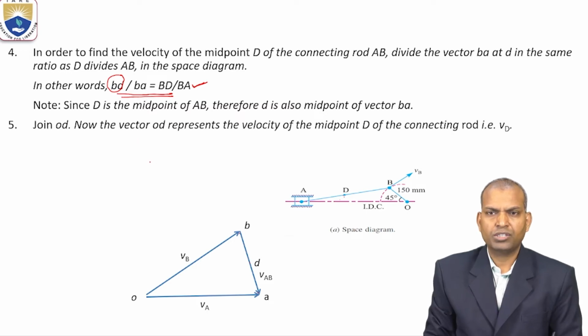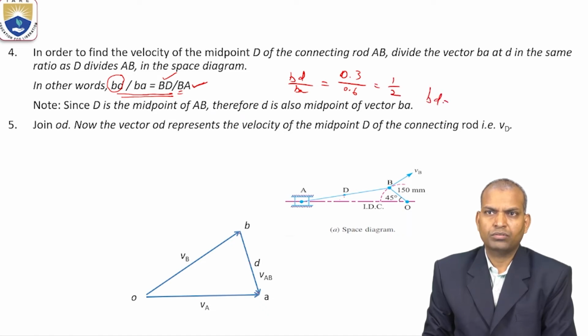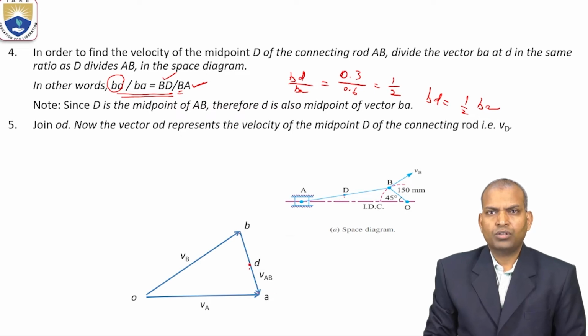After this, what we know are the BD value, the dimension of the link BD, and BA, which is also a link. Suppose BD by BA: BD equals 0.3 meters and BA is 0.6 meters, that is 1 by 2. So BD equals half of BA. That is the midpoint, half of the BA length, midpoint D. So join O to D.